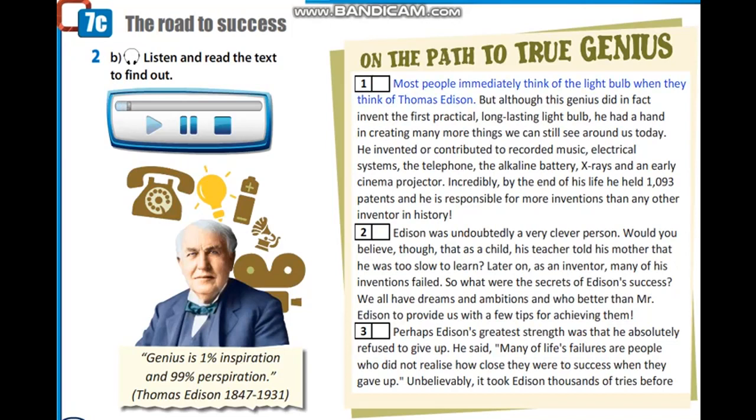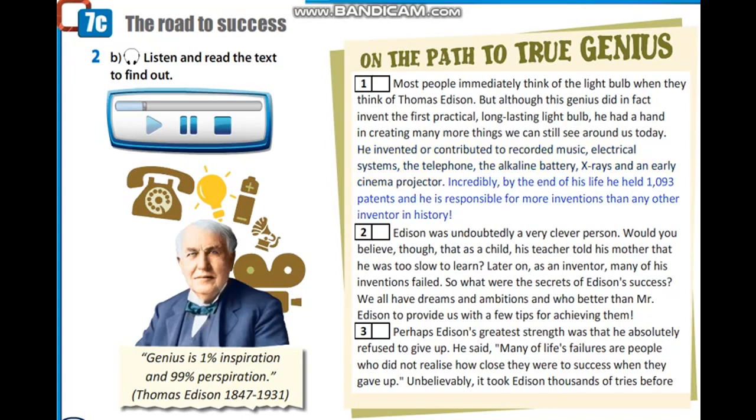Most people immediately think of the light bulb when they think of Thomas Edison. But although this genius did in fact invent the first practical, long-lasting light bulb, he had a hand in creating many more things we can still see around us today. He invented or contributed to recorded music, electrical systems, the telephone, the alkaline battery, X-rays, and an early cinema projector.